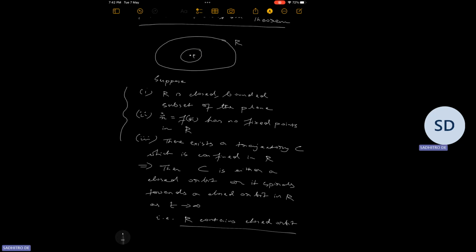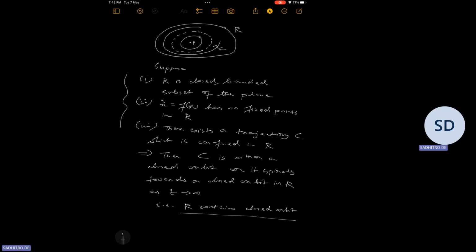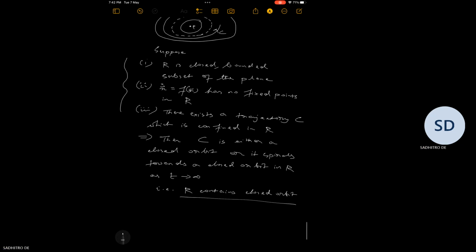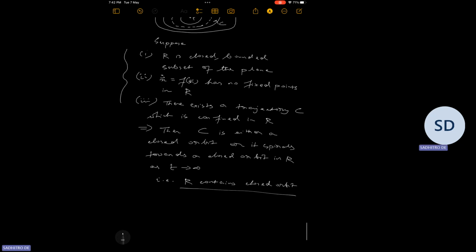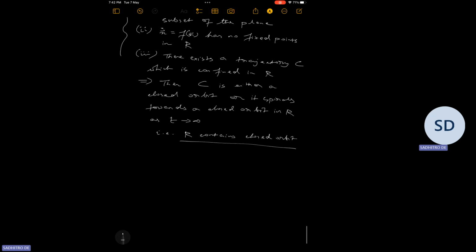So if you take a look at this region, then the region between the inner and outer circle is R if there are no fixed points. And if there exists a random trajectory over here, which we call this trajectory as C, then it will always approach this closed orbit, which we show by the dotted line over here. So this is what states that if these conditions are satisfied, then there will always be a limit cycle inside R. So this is the criteria for the existence of a limit cycle.